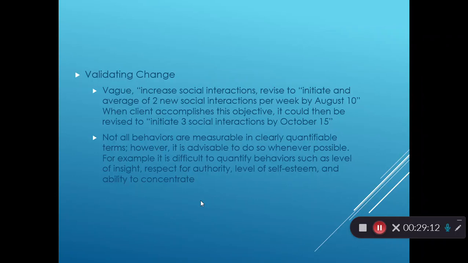If things have changed, you want to be able to say it's a valid change. So you want to say specifics again: quantifiable, specific, measurable. Those are very important things when you are going to be audited by a payer source or a state entity. It says initiate an average of 2 social interactions per week by August 10th. That's very specific, valid, showing that they're going to improve in some way. So those are good examples.